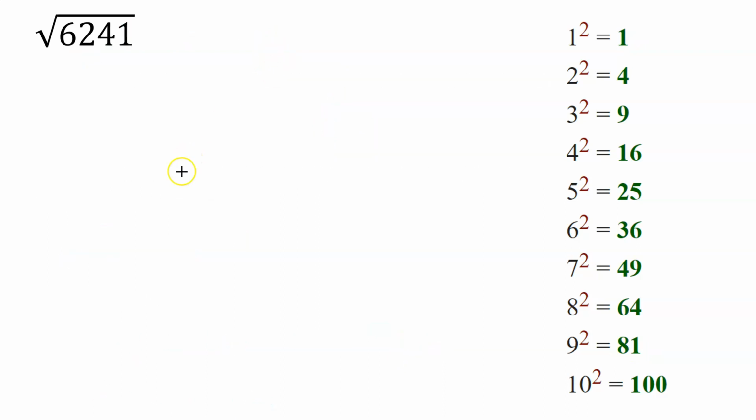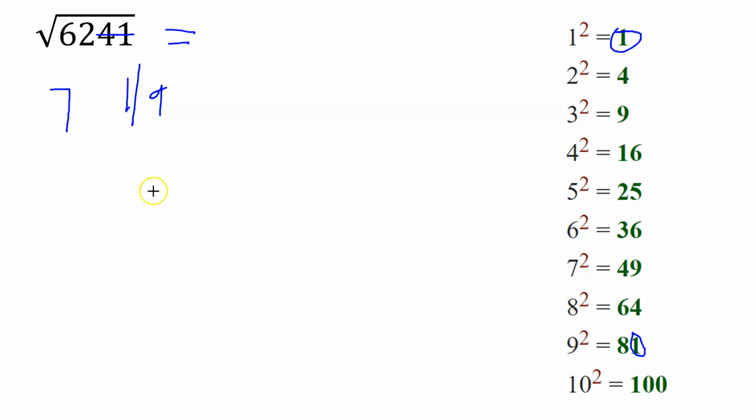Now let's try to find the square root of 6241. Strike the last 2 digits. Unit digit is a 1. So the last digit or the unit digit of the answer can be a 1 or a 9. So write like this. Last digit is 1 or a 9. Now take the remaining digits, 62. The closest perfect square to 62 is, from this table, 49. Square root of 49 is 7. So the first digit is 7.